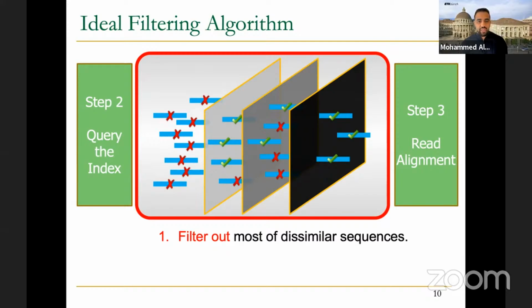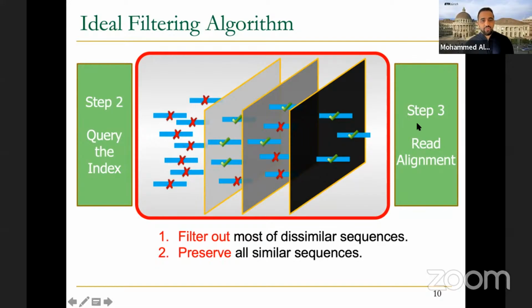If it is perfectly accurate and can tell us all the dissimilar sequences, then probably this is not a filter. This is a sequence aligner, since it's 100% accurate. That's why we are aiming to filter out most of the dissimilar sequences. And it's okay to have some of them accepted or passing the filter, because in the third step we are going to have sequence alignment that is 100% accurate. So even if you pass some of the incorrect or dissimilar sequences, you can still recover from this and delete them in the third step.